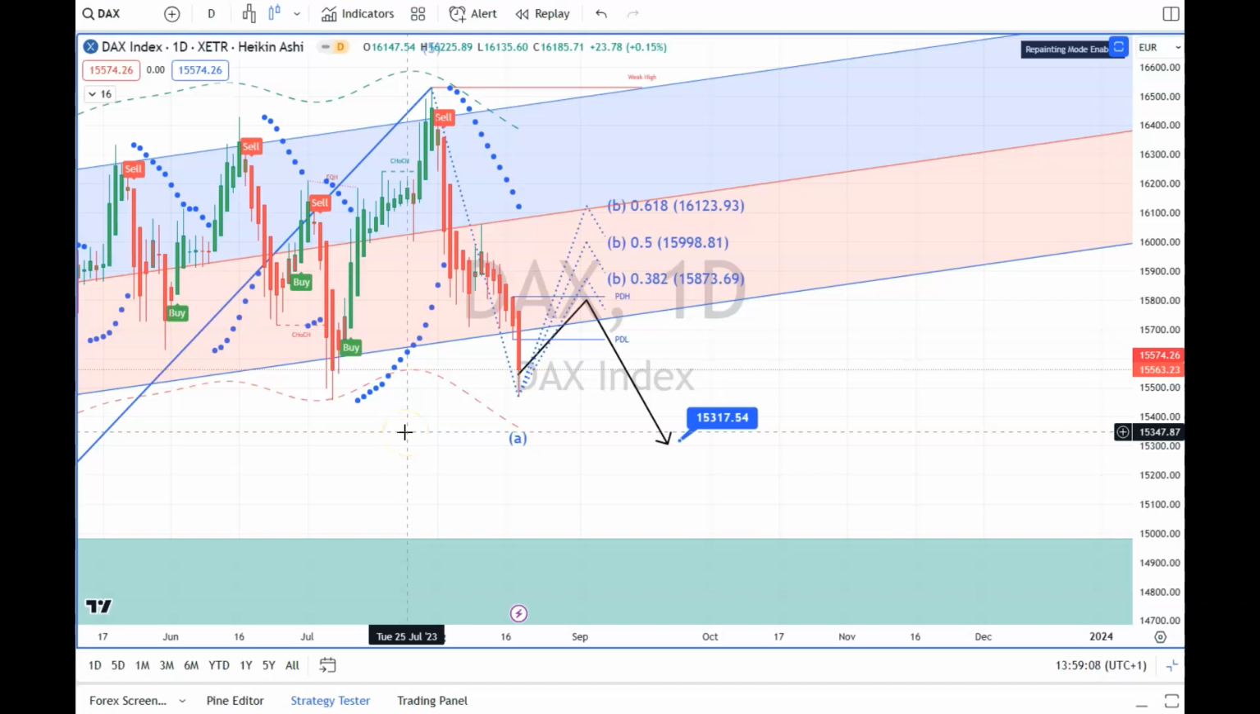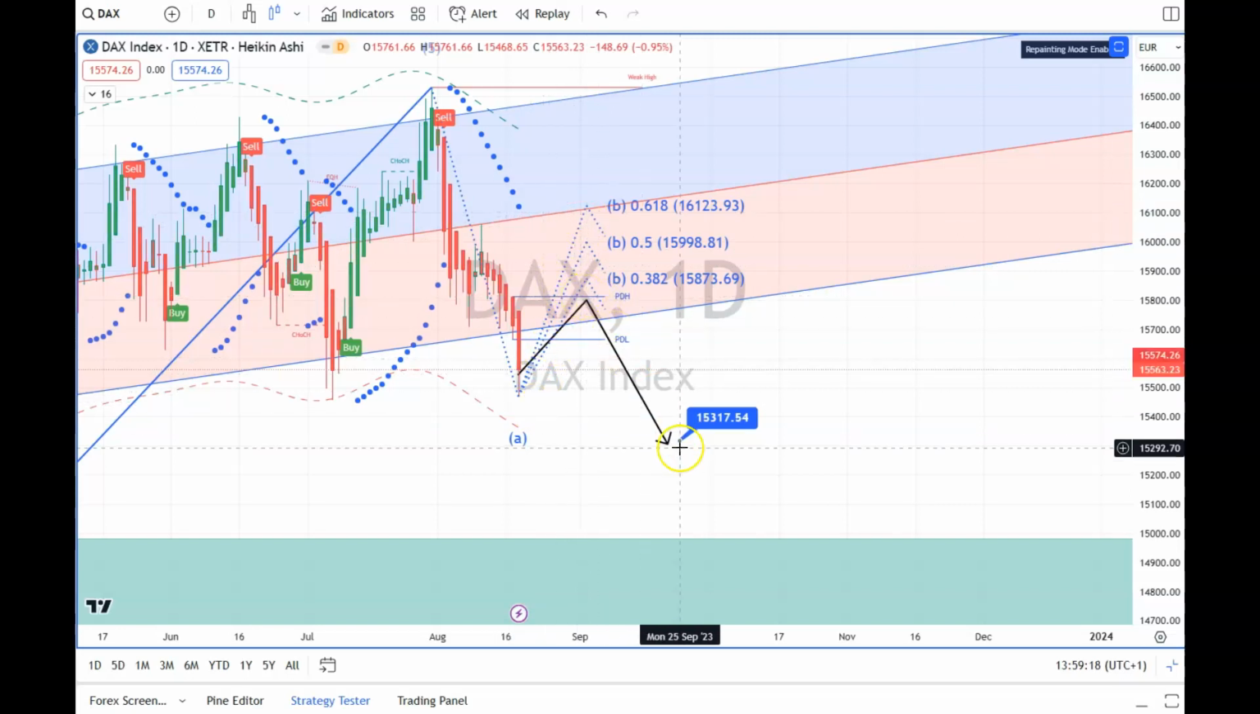So in terms of the DAX, we do expect a little bit of a bounce from this ABC pattern, and I don't think it's been quite as deep as this, maybe up to the previous day high and then to 15,317.